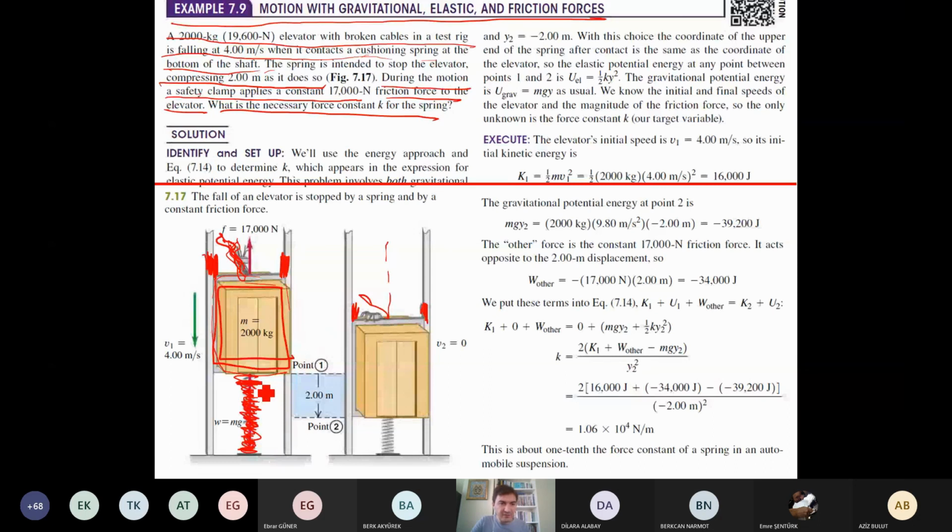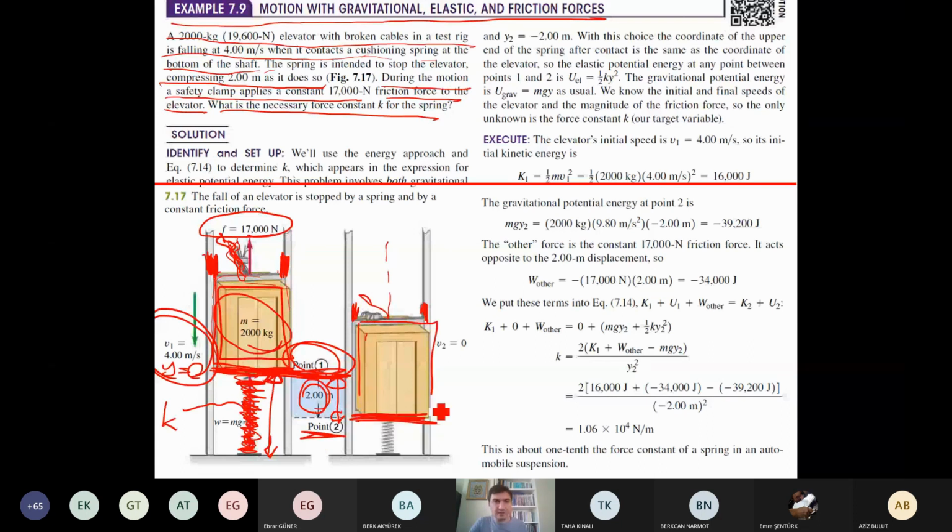So when this elevator touches this spring, it has velocity of v1, 4 meters per second, and the friction force due to these clamps is given, 17,000 Newton, and the mass of the elevator is also given. So the question is, what is the force constant of this cushioning spring? Okay, so what to do? Here we have the point when the elevator touches the spring, when the spring is relaxed. Let's consider that this is the y equals 0 position for the spring, and then the spring is compressed 2 meters, and this is position 2, okay? The elevator applies a certain force, and then the spring is compressed, okay?